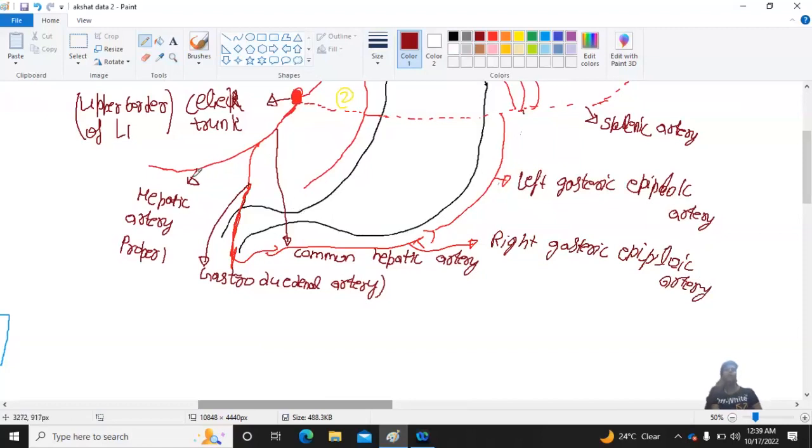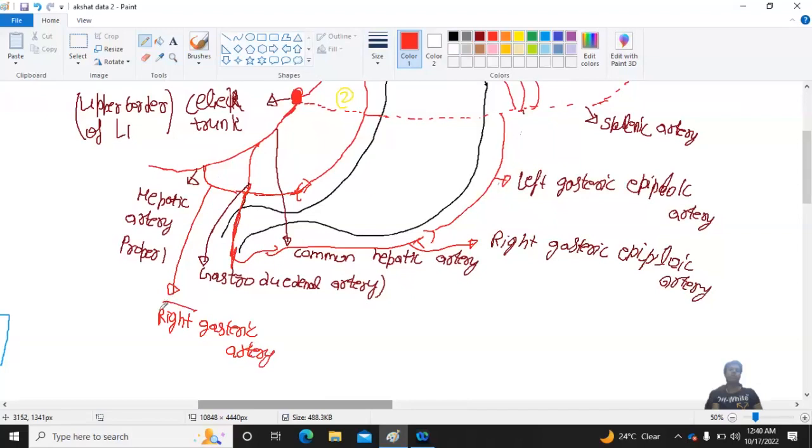Now another is the hepatic artery proper. It gives one branch which covers the remaining lesser curvature of the stomach from the right side. This is called the right gastric artery. Simple, like this. This is left, this is right. This is called the right gastric artery.